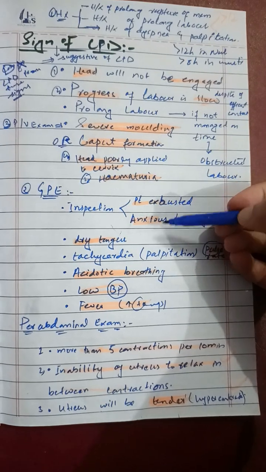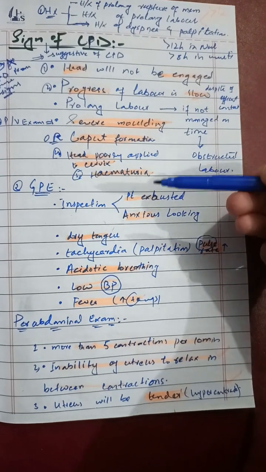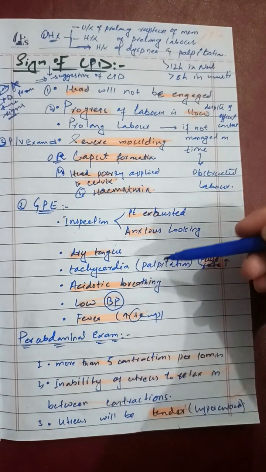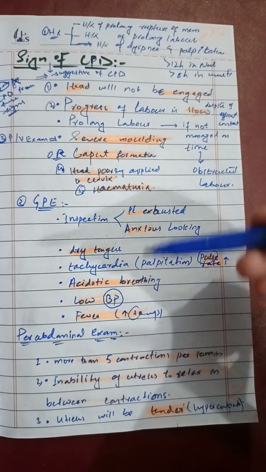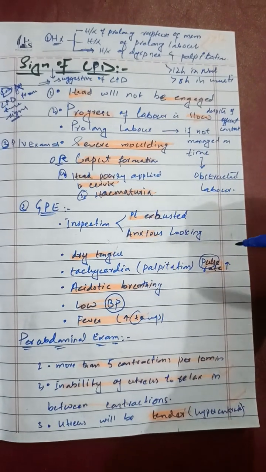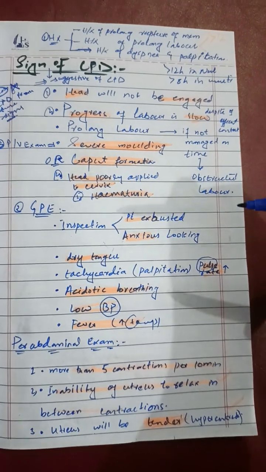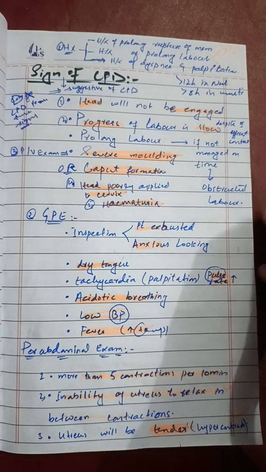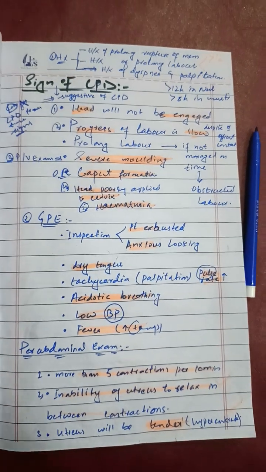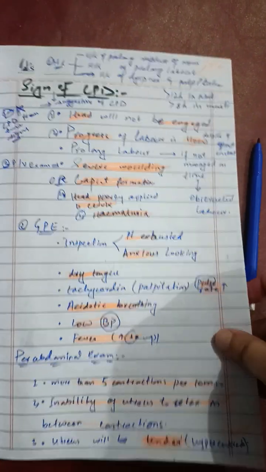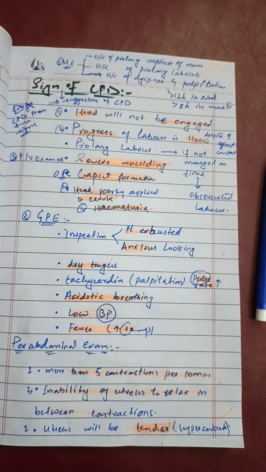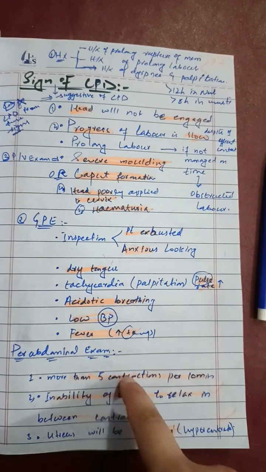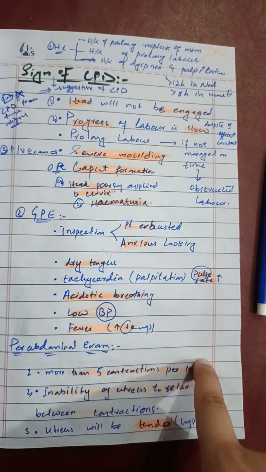If the patient is in prolonged labor due to cephalopelvic disproportion, she will be exhausted and anxious looking, her tongue will be dry, she will have acidotic breathing, and if we check, her pulse rate will be high, more than 100, her BP will be low, and there will be a mild temperature. On per abdominal examination, her uterus will be hypercontracted, that is there will be more than 5 contractions every 10 minutes.